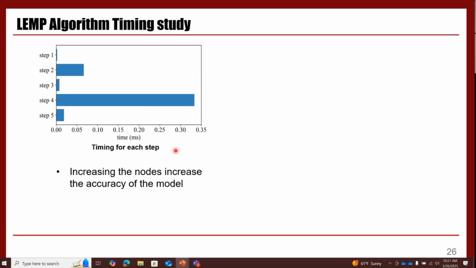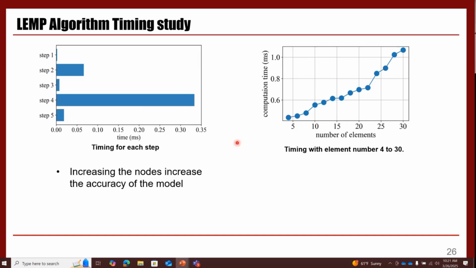And then we also know that if we increase the number of nodes, the accuracy increases. So we increased the number of nodes to about 30, and studied the timing again. The computation time to achieve 1 millisecond in this first trial was around 29 nodes, which is better than the prior work that was done at 23 nodes. So there was an improvement in this first work that we did.